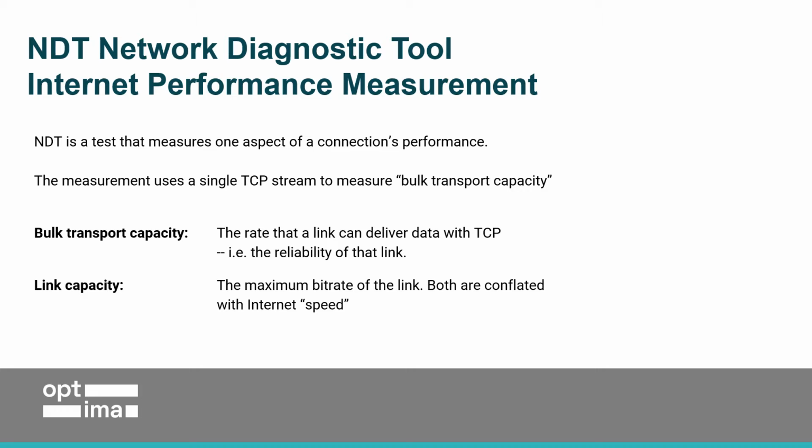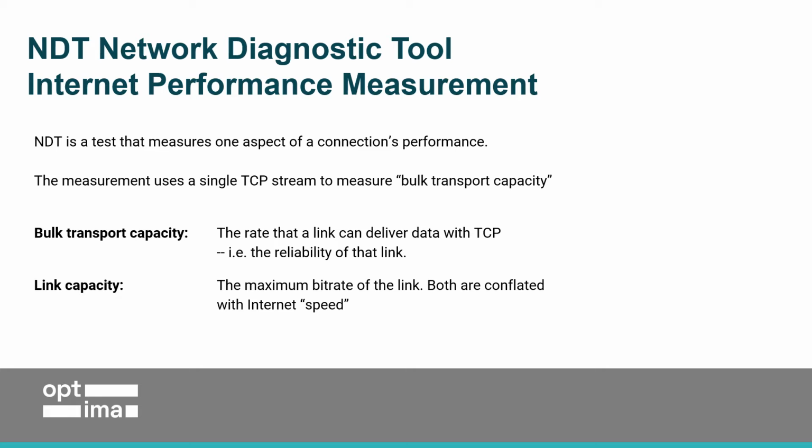You may or may not have heard those words before, so let's break them down. Bulk transport capacity refers to the rate that a link can deliver data with TCP. TCP's job is to get packets over the link in a reliable way, in order, and in the way that they were supposed to be sent. TCP works with the Internet Protocol, or IP, to do this, but the Internet Protocol doesn't care about what order the packets are sent in. So NDT is asking the question, at what rate can TCP do its job? For example, it's measuring the reliability of that link.